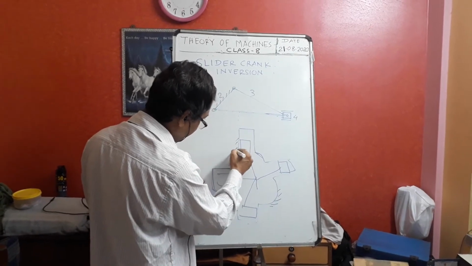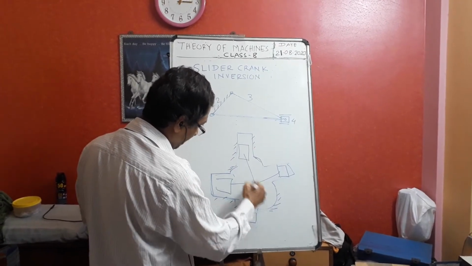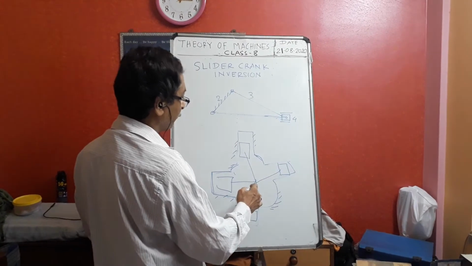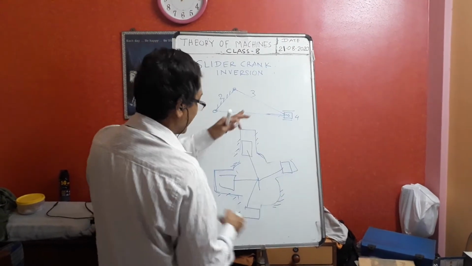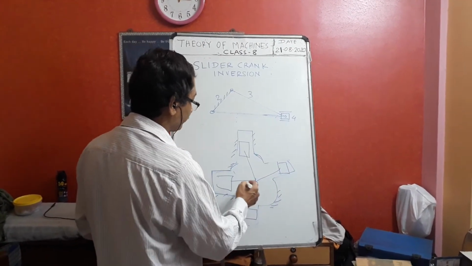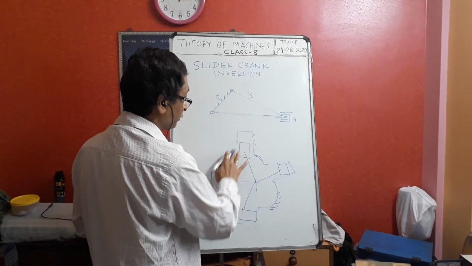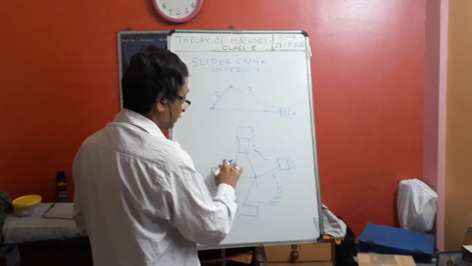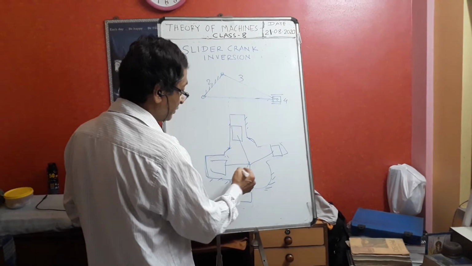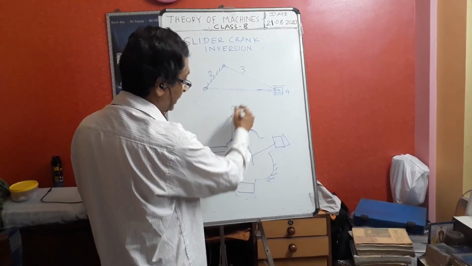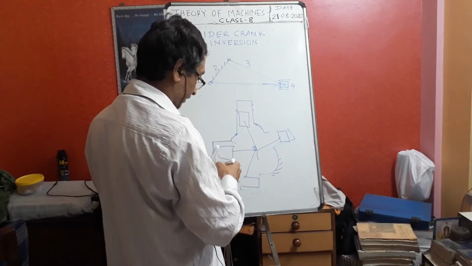The engine body is fixed, but this is not fixed. As a result, this will move, but the engine will not move. But in the case of rotary engines, the crank is fixed, but the engine is not fixed. So that is the difference.